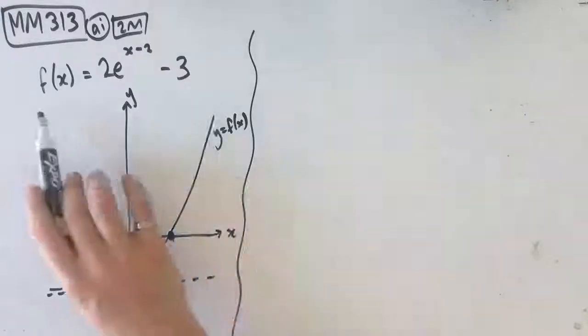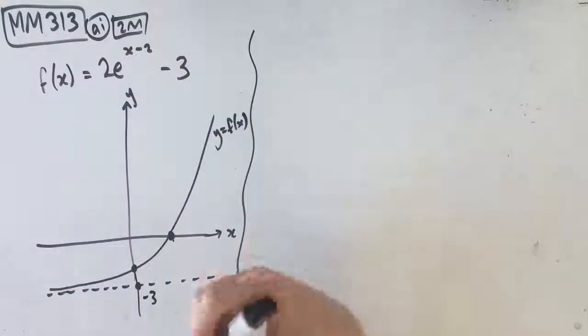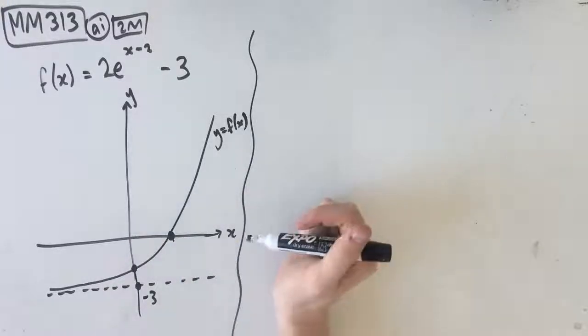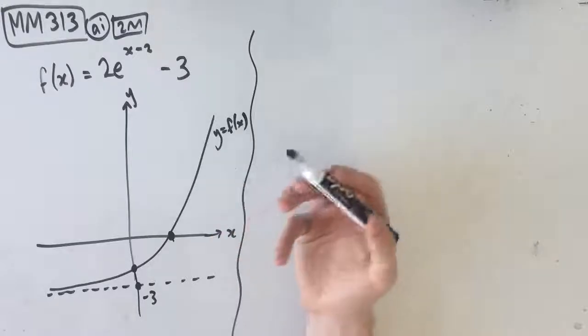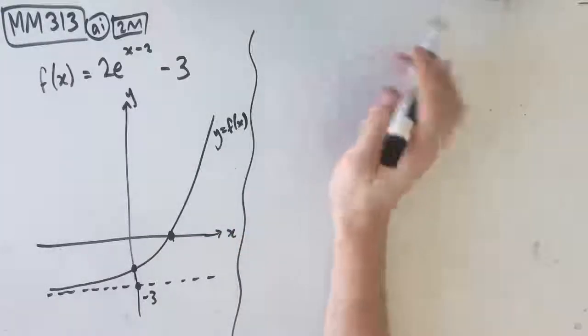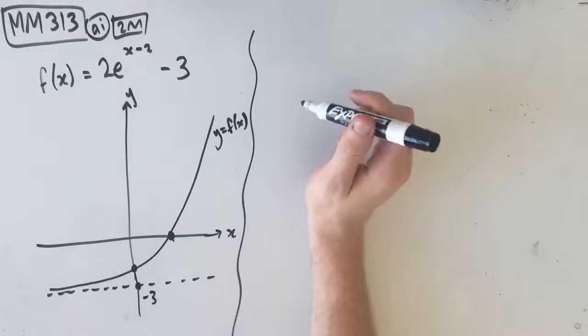In this question we've got a function f of x equals 2e to the power of x take 2 minus 3, and we've got this graph here as well. We need to find the rule for f inverse, the inverse function of f. Awesome. First things first, we need to make sure we show all working for this question.